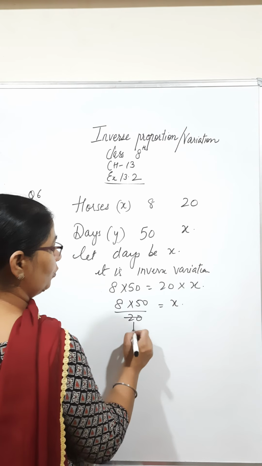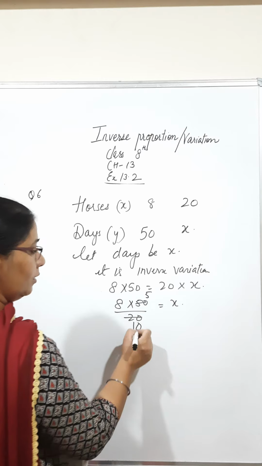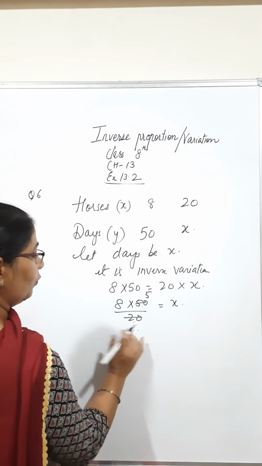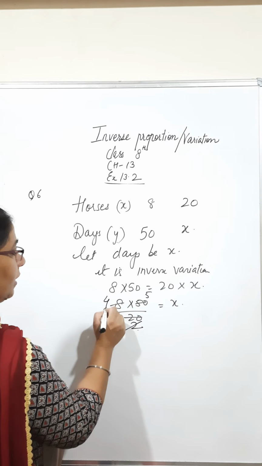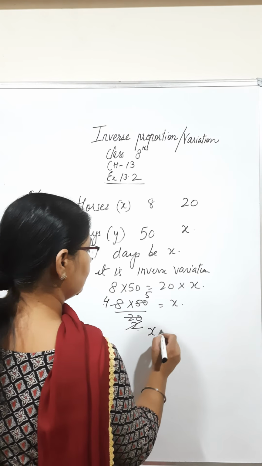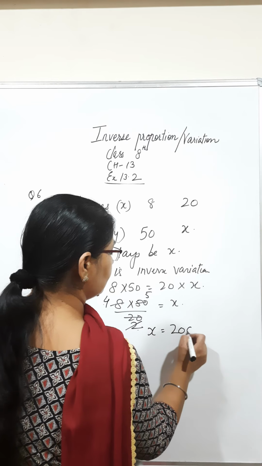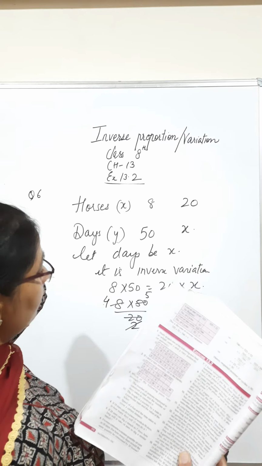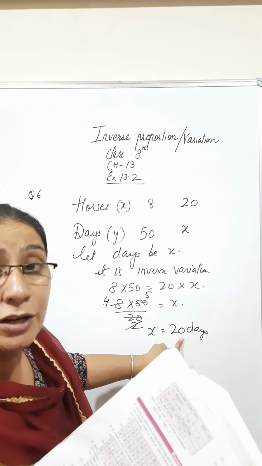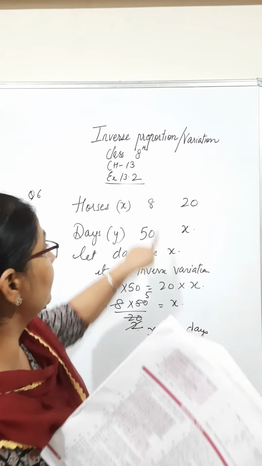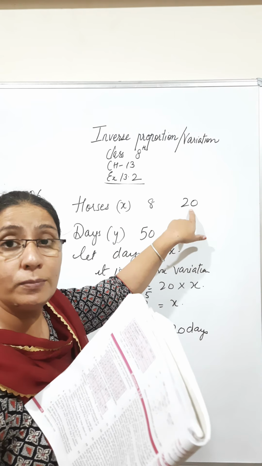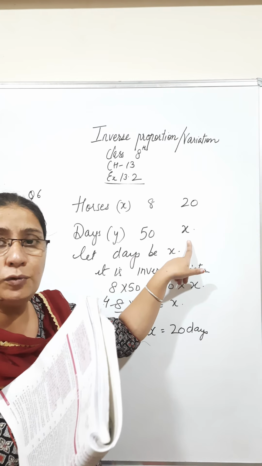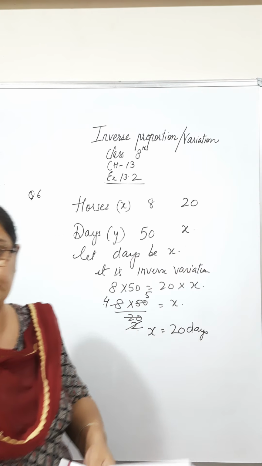So on the table of 2, 2 tens are 20, 10 twos are 20, 10 fives are 50. Sorry, here you have 2. And 2 fours are 8, so 5 fours are, what do you get? x is equal to 5 fours are 20 days. So when the horses are more, the food is finished in a smaller number of days. When there were fewer horses, they ate for more days, but when the number of horses increased, they could consume that same food for only 20 days.